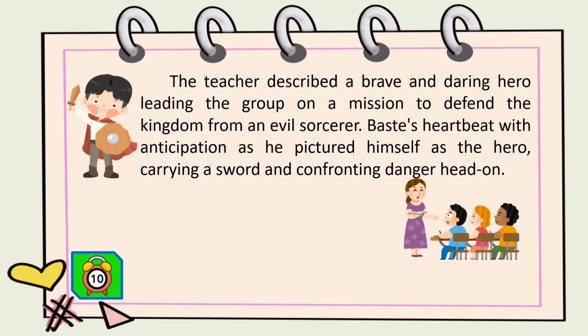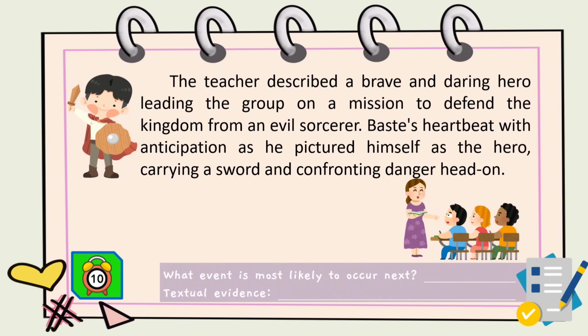The teacher described a brave and daring hero leading the group on a mission to defend the kingdom from an evil sorcerer. Baste's heart beat with anticipation as he pictured himself as the hero, carrying a sword and confronting danger head on. Now I have a question. What event is most likely to occur next? What is your textual evidence?